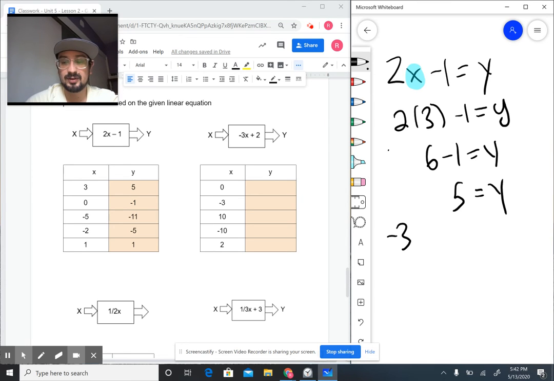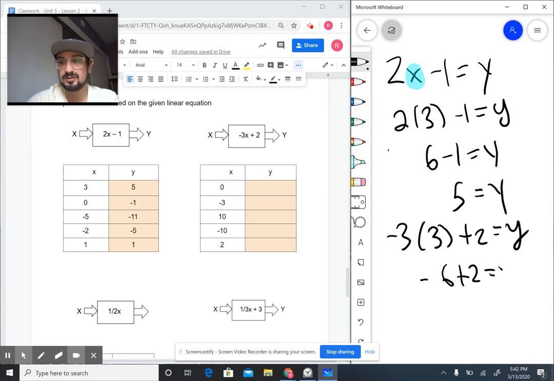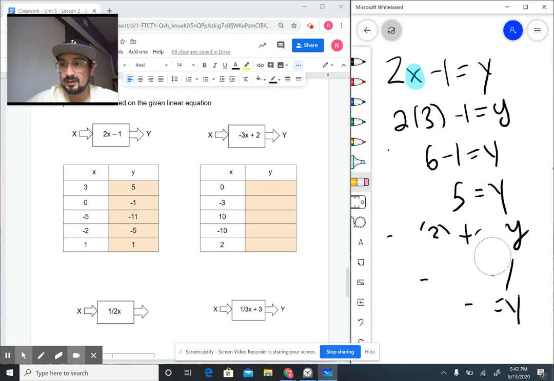Now, -3 times 3 plus 2 is equal to y. So -6 plus 2 is equal to y. So -4 is equal to y, right? Where did I get -4? Oh, nope. This would be 9. I'm looking at the wrong one. Let me erase that. I went ahead, right? I want to do the 0 one.